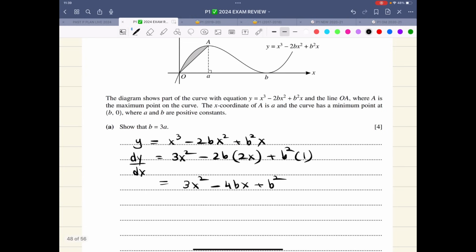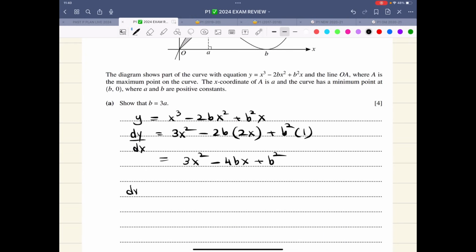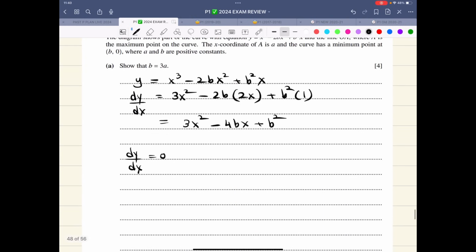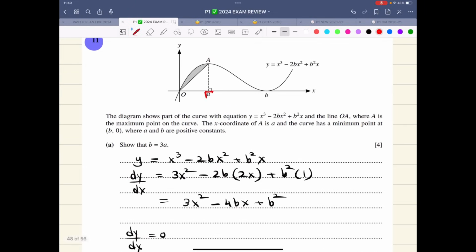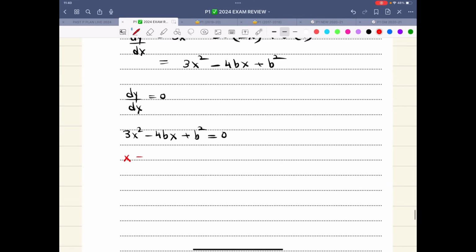Now what we do is that we are dealing with turning points. So dy by dx equals 0. Therefore, 3x squared minus 4bx plus b squared equals 0. Now we know that one of the turning points is definitely a. So let me plug in a. When x is a, 3 into a squared minus 4 into b into a plus a squared equals 0. So this is 3a squared, this is 4ab, this is a squared equals 0. Therefore, negative 4ab.